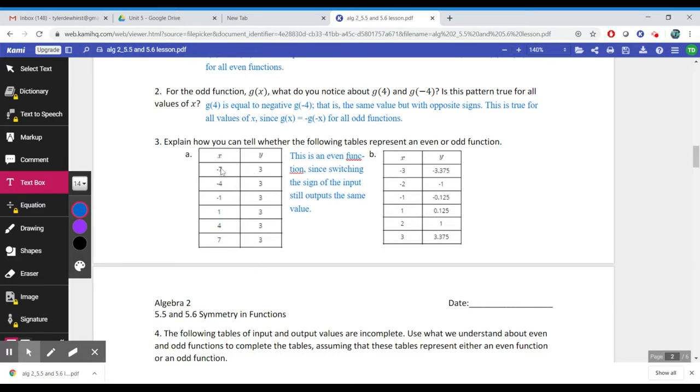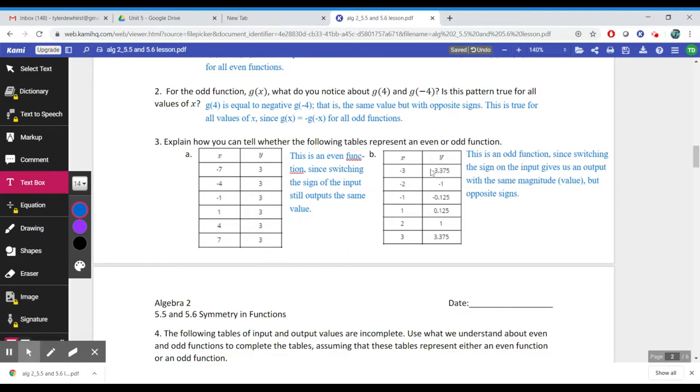We can see that f of negative 7 is equal to positive 3. If we switch the sign on the input and look at positive 7, we still get positive 3. f of negative 4 is equal to positive 3. If we switch the sign on that input and look at positive 4, we get the same value, positive 3. So we know that A is even. Go ahead and take another minute to pause the video if you still need to find an answer for part B, and then we'll talk about it.